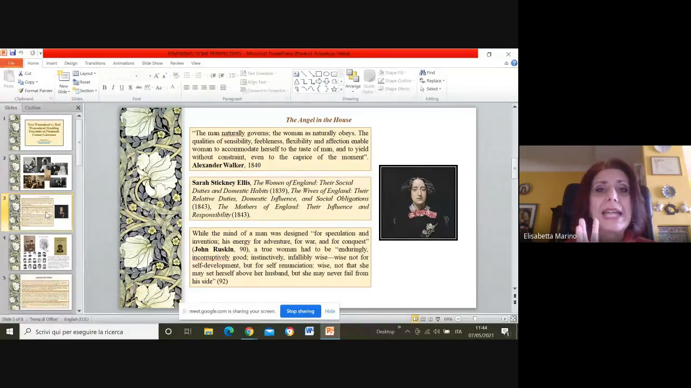As you can see from these texts, the only three roles that women could cover were the roles of being women of England, so representative of the nation, then wives, and then mothers. So Sarah Stickney Ellis never thought of writing a book entitled, I don't know, the business women of England or the entrepreneurish women of England. This didn't exist because the role of women was connected with their biological destiny. Mothers, wives, sisters, or daughters. Nothing more than that.